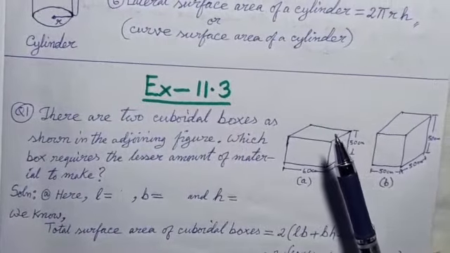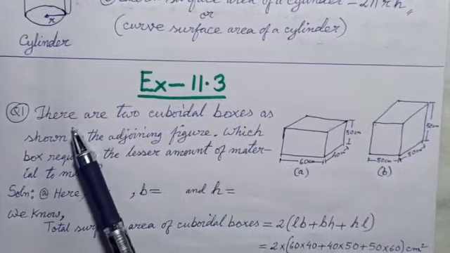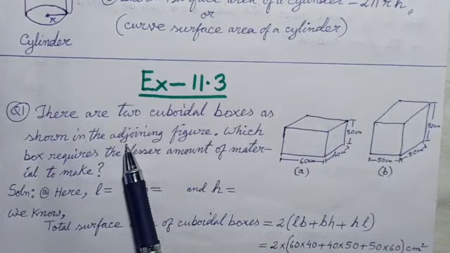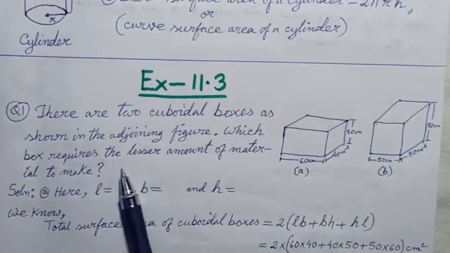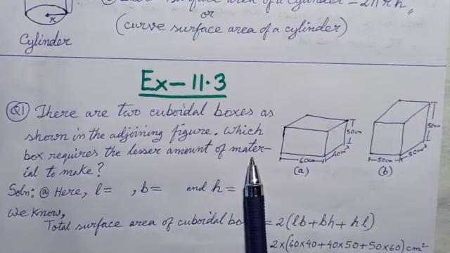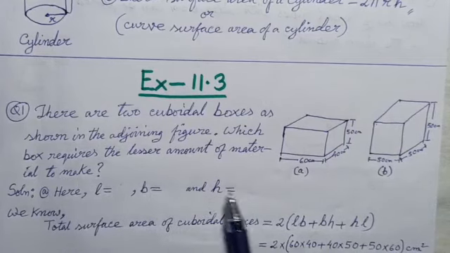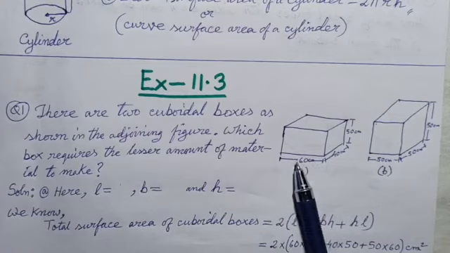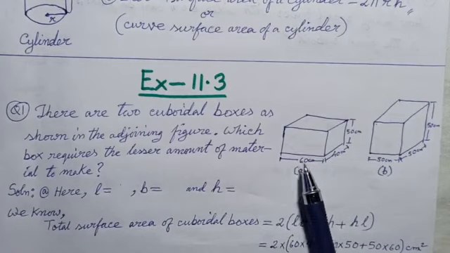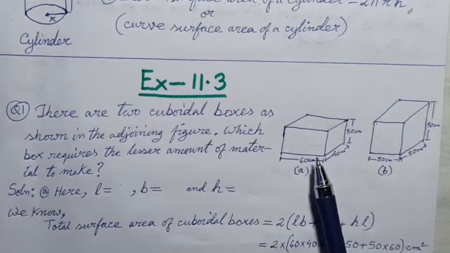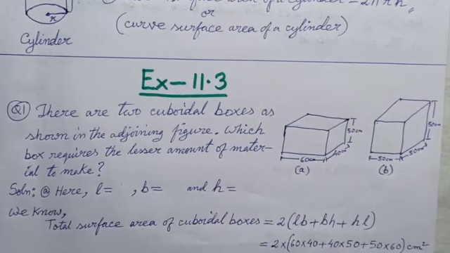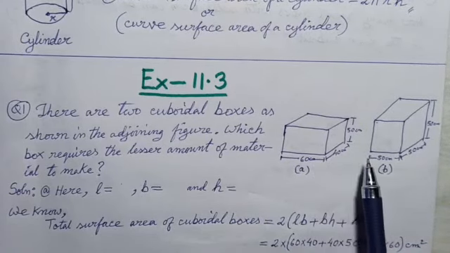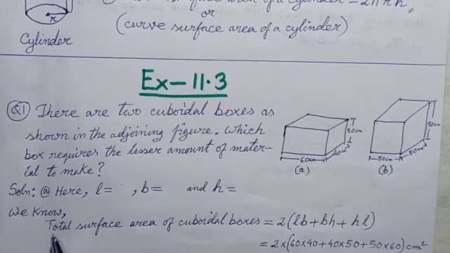Question number 1. There are two cuboidal boxes, this box and this box, as shown in the adjoining figure. Which box requires the lesser amount of material to make? Now we have to find out in these two boxes which one requires the lesser amount of material to make. That means we have to find out the lesser surface area. Okay, then now let's start the solution.